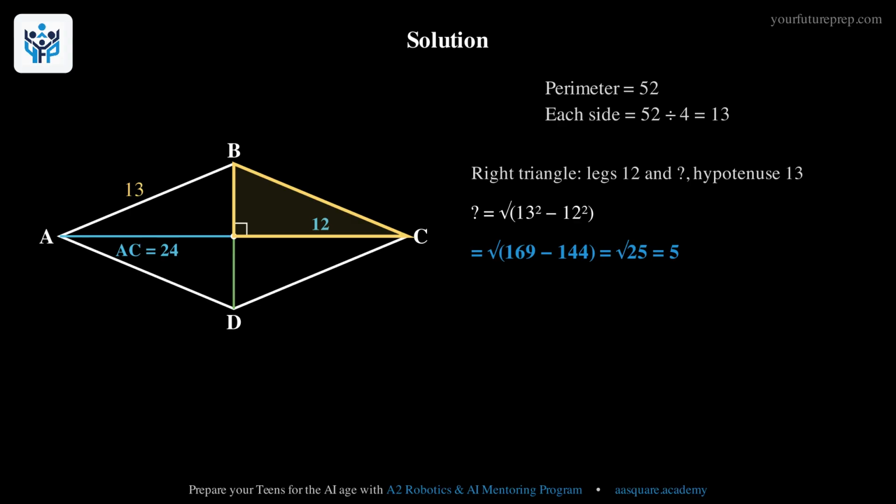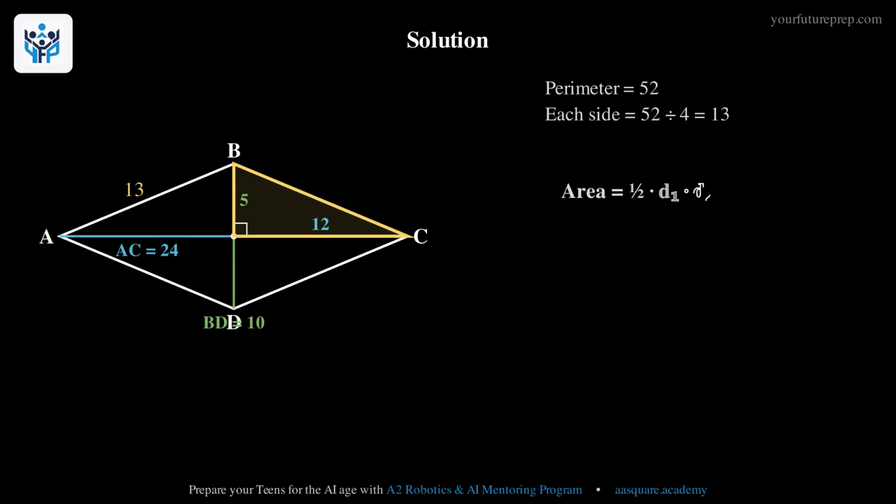By the Pythagorean theorem, that leg is the square root of 13 squared minus 12 squared, which is the square root of 169 minus 144, equal to the square root of 25, which is 5. So the half of the other diagonal is 5, meaning the full diagonal BD is 10.